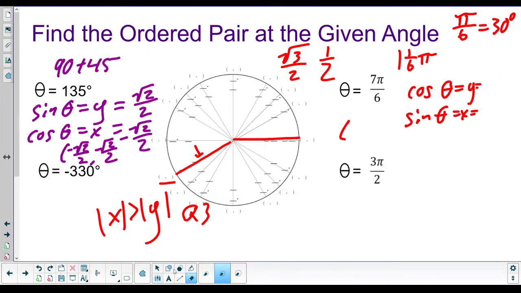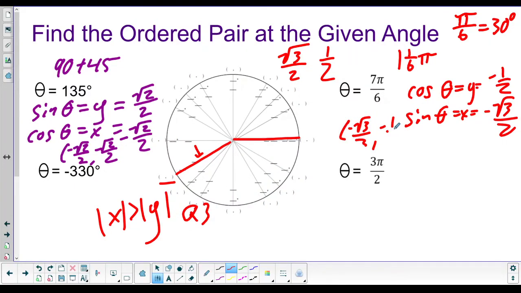Sorry, I have these backwards. We've gone farther horizontally, so x should be bigger. So this is negative radical 3 over 2, negative 1/2. Okay, so negative radical 3 over 2, negative 1/2.